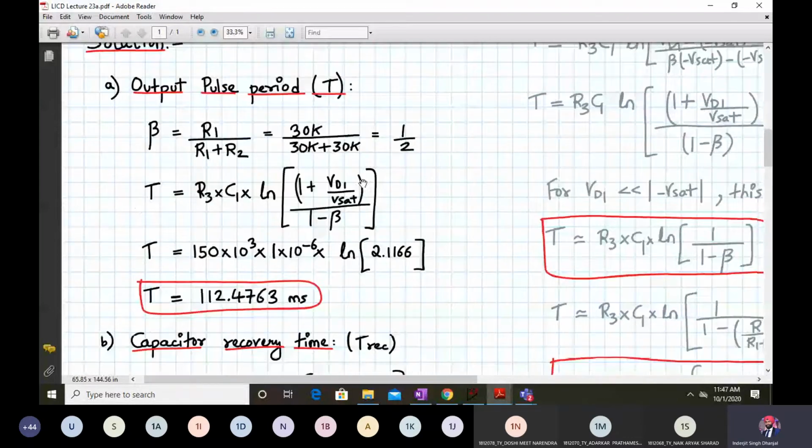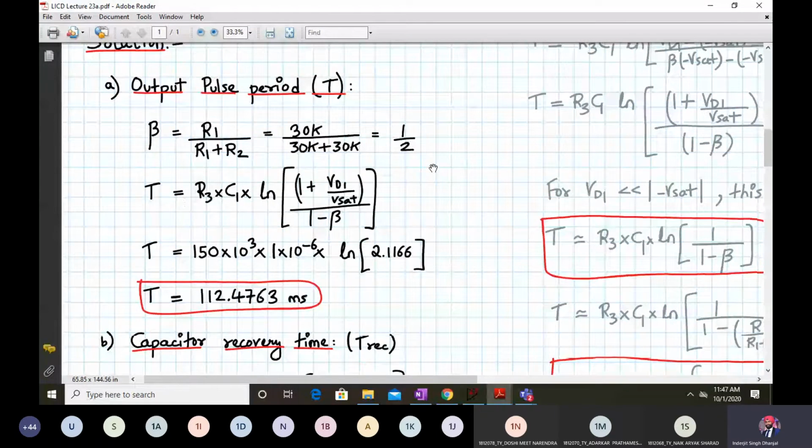We will derive it soon. The output pulse width T is given by R3 into C1, natural log of (1 plus Vd1 upon Vsat) in the numerator, and (1 minus beta) in the denominator. If we substitute all the values, Vd1 is around 0.7 volts, Vsat is around 12 volts, and beta is 0.5. If you work it out on a calculator, you will get a value of 112.47 milliseconds.